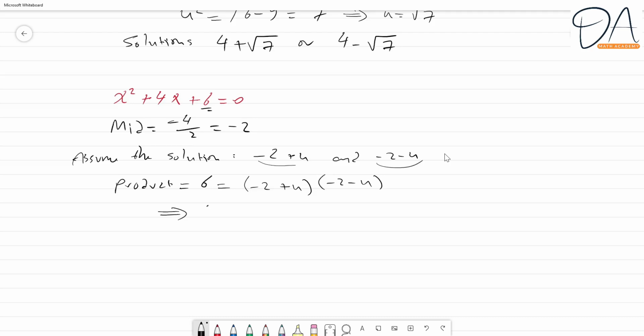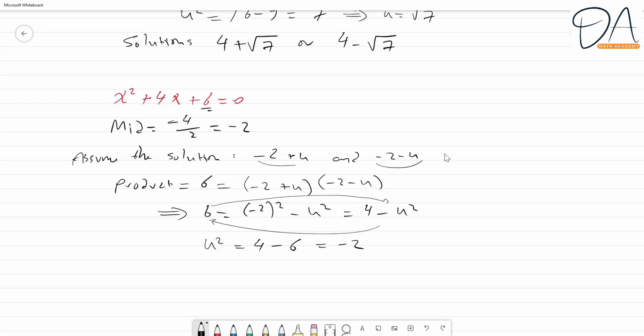And this gives us 6 equal to minus 2 squared minus u squared, or 4 minus u squared. I can again move the u squared to one side and the numbers to the other side. So the u squared will go to this side and the number go there. So we'll get u squared equal to 4 minus 6, and this gives us minus 2.